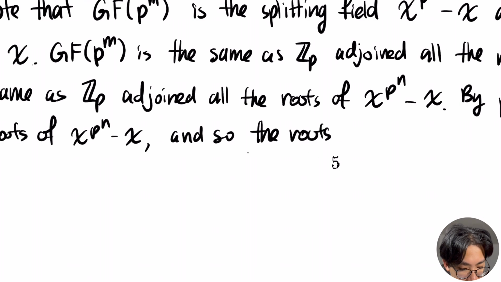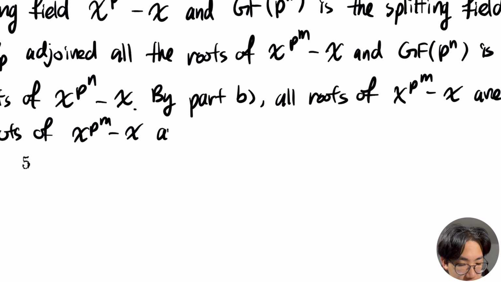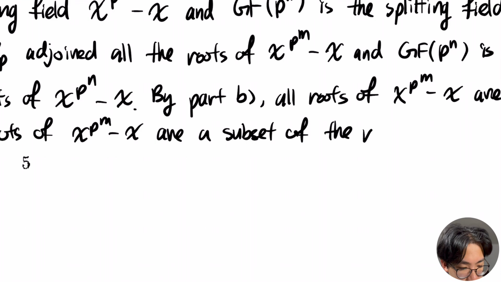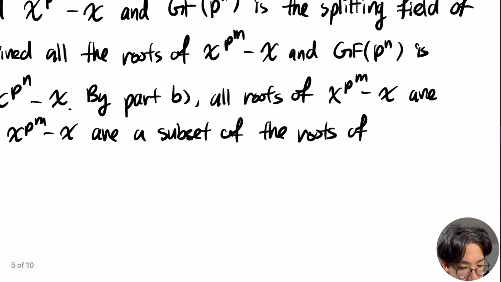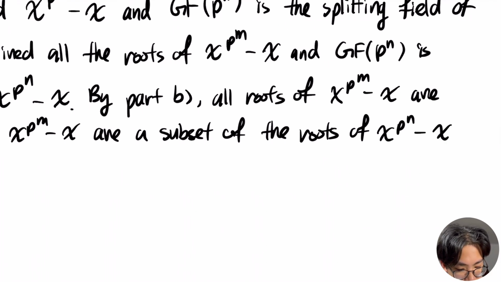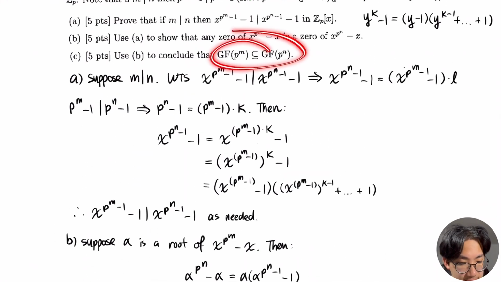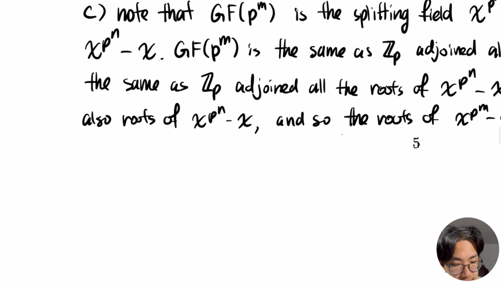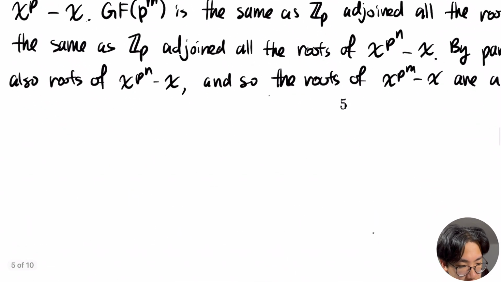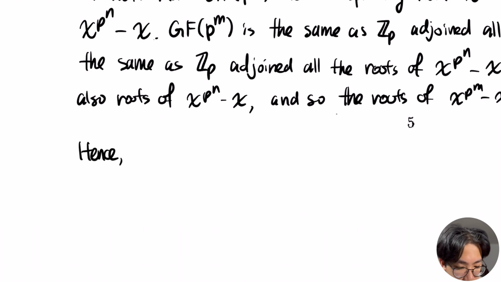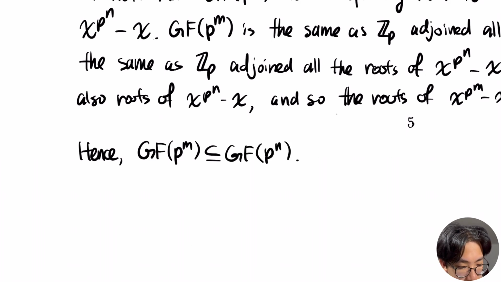The roots of x to the p to the m minus x, as I mentioned, are a subset of the roots of x to the p to the n minus x. And together with this, we can conclude exactly what we wanted to show in part C, which is that the Galois fields are indeed subsets of each other. So hence, the Galois field of p to the m elements is indeed a subset of the Galois field of p to the n elements, as needed.